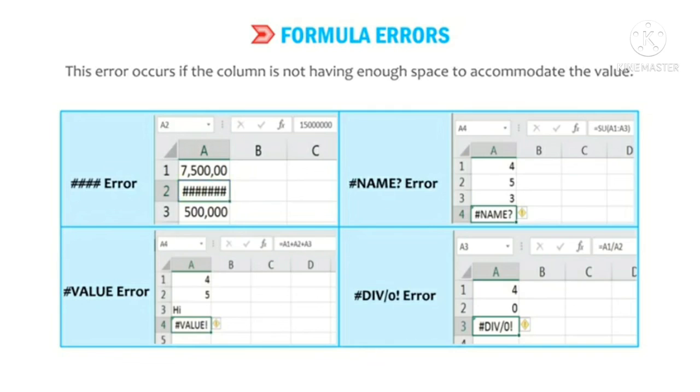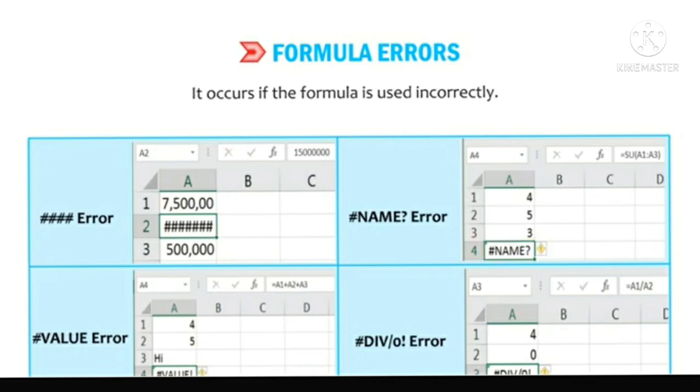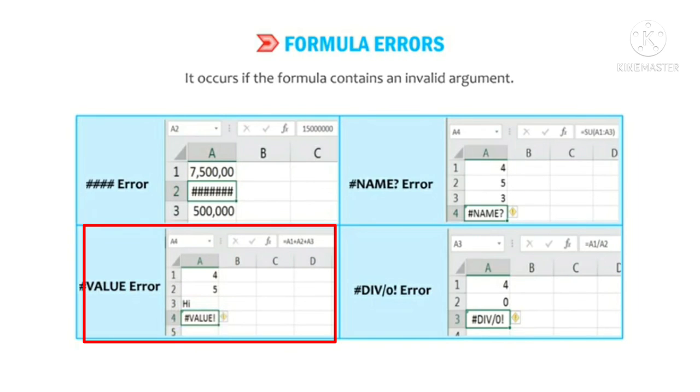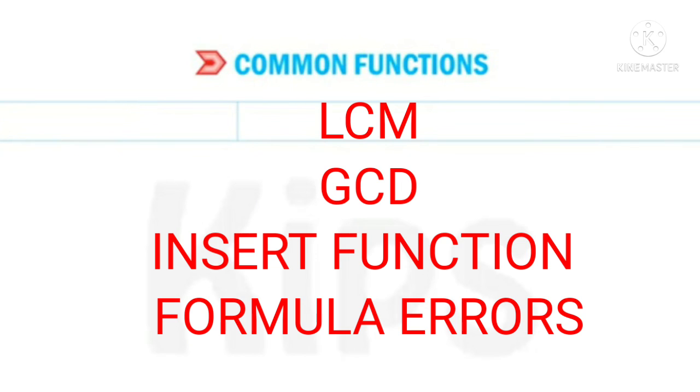Okay, so just increase the column width and the error will go. Okay, and the next error occurs if the formula is used incorrectly. The third one occurs if the formula contains an invalid argument. And the fourth one is the error which occurs if a number is divided by a 0 or an empty cell. Okay. Children, today we have discussed some common functions used in Microsoft Excel.